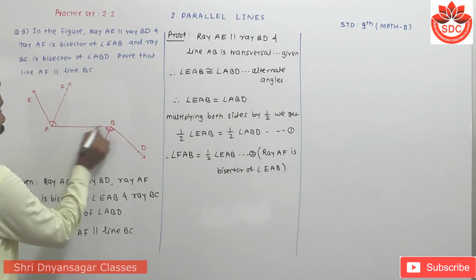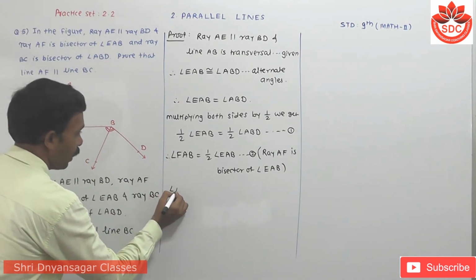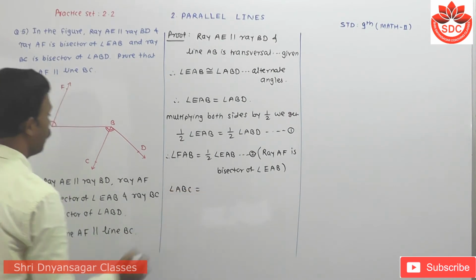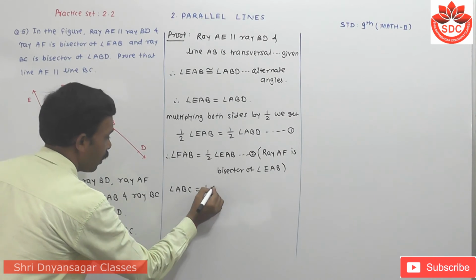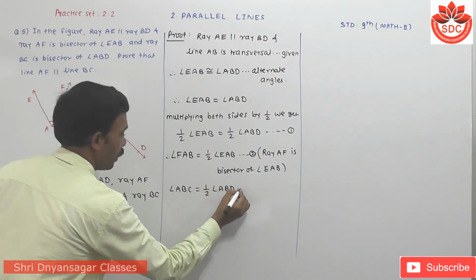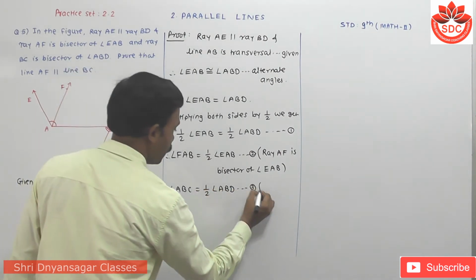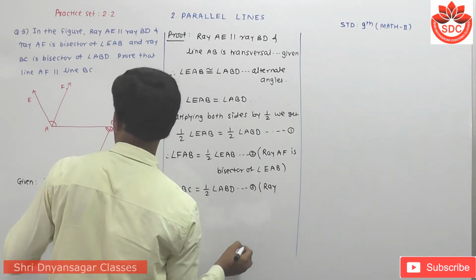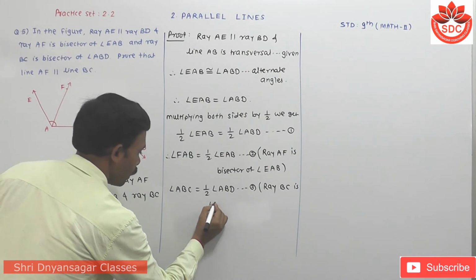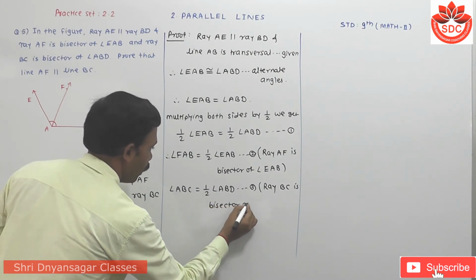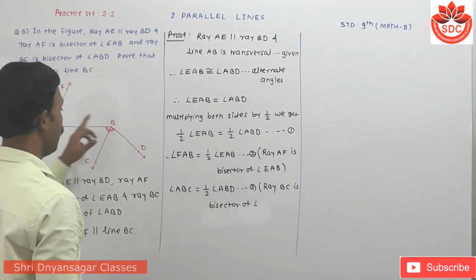Similarly, we take angle ABC. Angle ABC is equal to half of angle ABD. It is equation third. The reason is that ray BC is bisector of angle ABD.